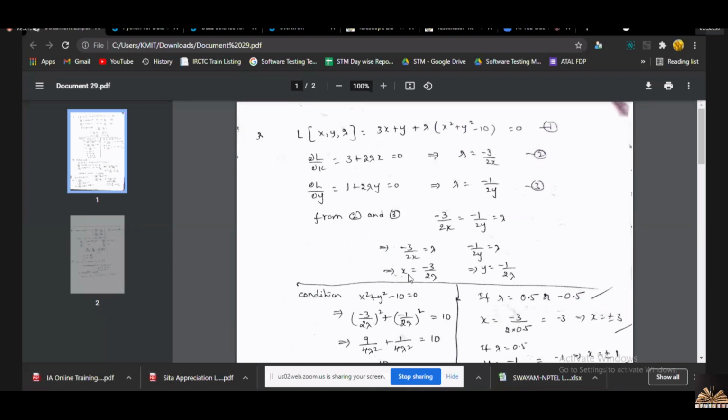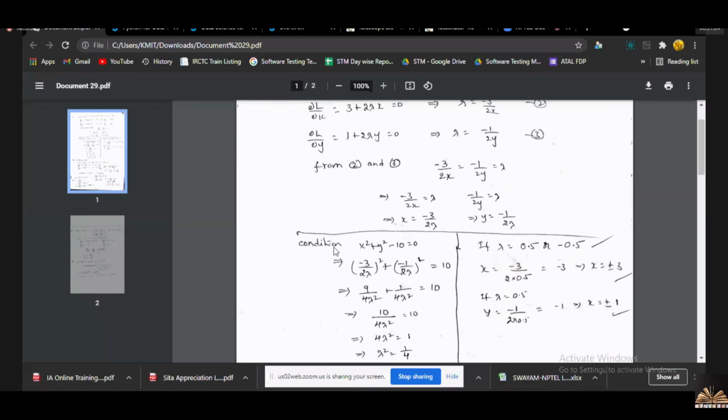So what we got: x equal to minus 3 by 2 lambda, y equal to minus 1 by 2 lambda. Now what is the condition given here? x square plus y square minus 10 equal to 0. The x value is minus 3 by 2 lambda, so minus 3 by 2 lambda whole square plus y square, which is minus 1 by 2 lambda whole square, equal to 10. If it comes to this side, it becomes plus 10.